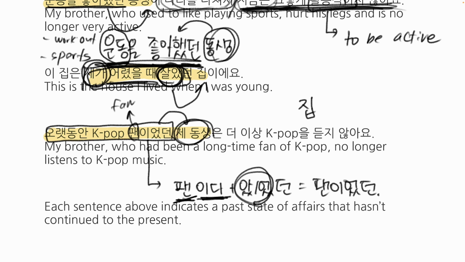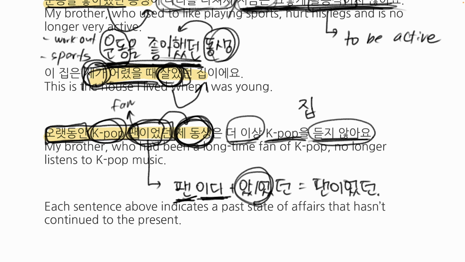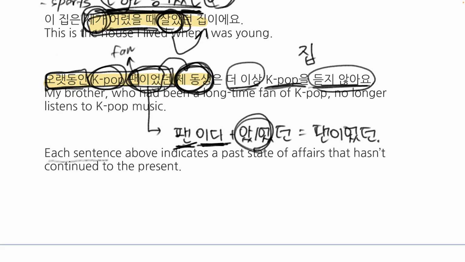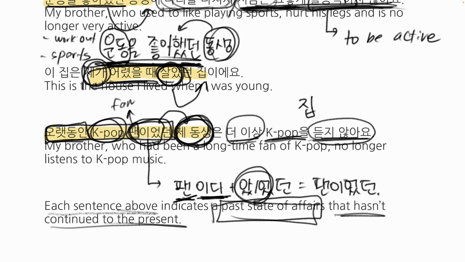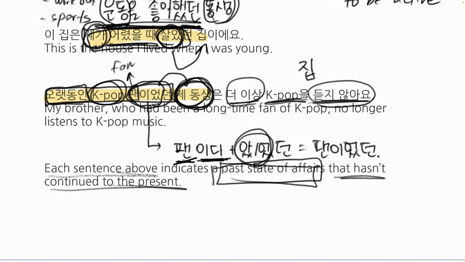So my brother or my younger sibling, 제 동생, used to be a fan of K-pop 오랫동안, for a long time. 더 이상 K-pop을 듣지 않아요. No longer listens to K-pop. So each sentence above indicates a past state of affairs that hasn't continued to the present, right? So it used to be the case, not in the present, but in the past, right?